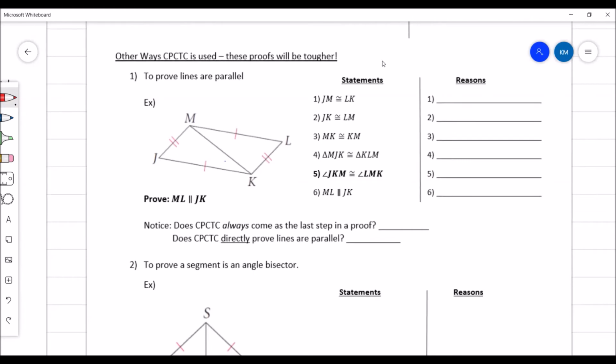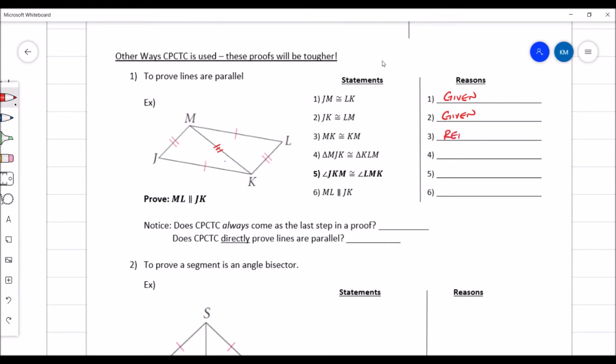All right. So a little bit of tough proofs here. Let's see how we use it here. They ask us to prove that ML is parallel to JK. Okay. So as we start, JM is congruent to LK, that's given. JK is congruent to LM, that's given and already marked for us. Then they say that MK is congruent to KM, that's reflexive.